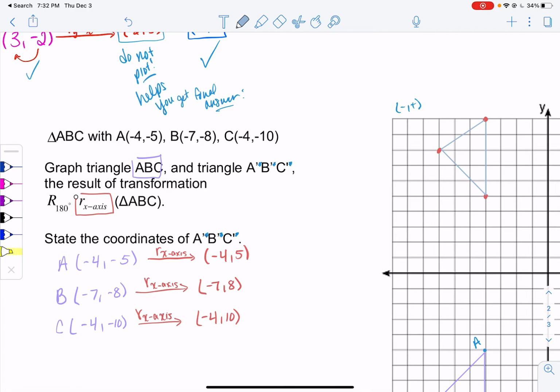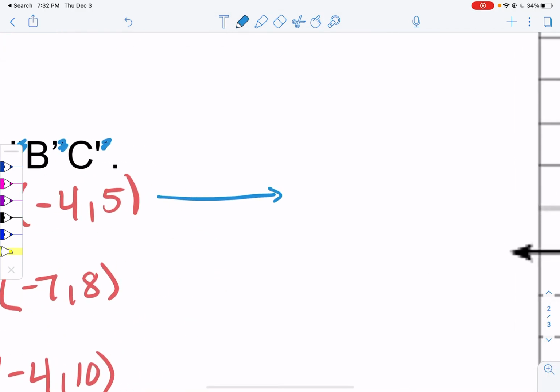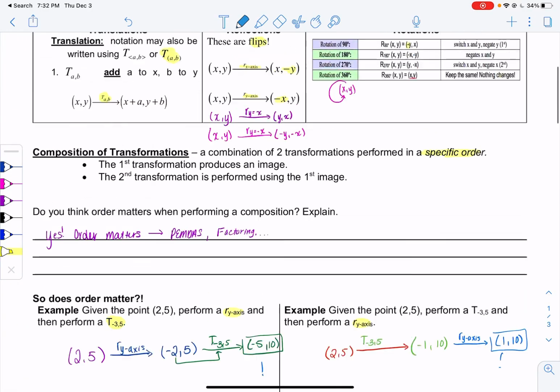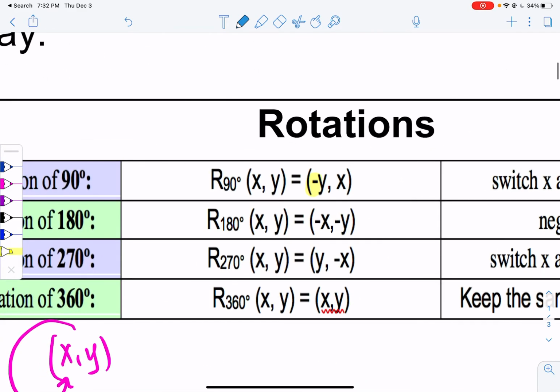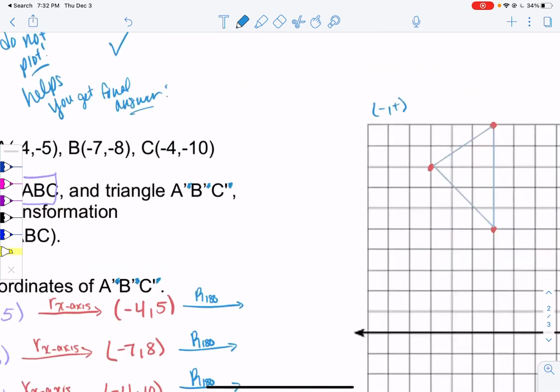So now I'm going to do my rotation of 180. And remember, an uppercase R means you're dealing with a rotation. And we do a rotation of 180. Our values stay in the same order, but we make them both opposite. So I have negative x, negative y. I'm just going to write that rule somewhere up here.